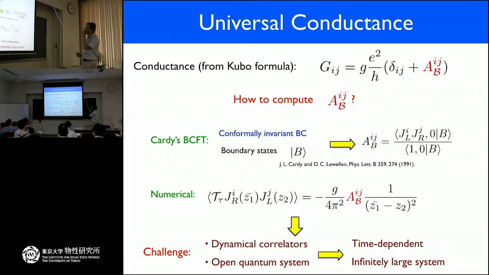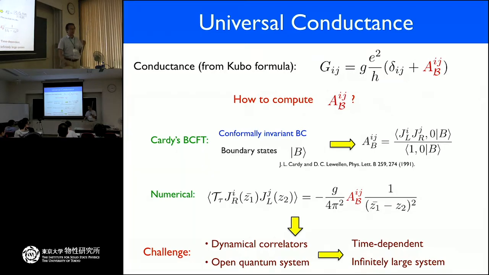But if you think about it, then you realize that there are some issues here. Okay, in principle, this has a space-time correlation, because this z1 and z2 may be on different points on the complex plane. So in general, you have to consider the dynamical correlators. And we know that time-dependent correlators are very hard to compute. Well, at least it's non-trivial.